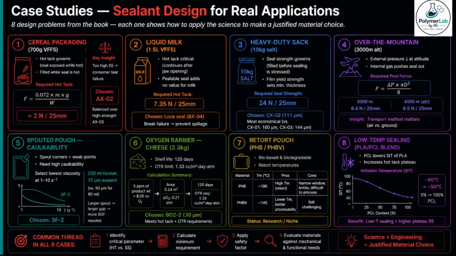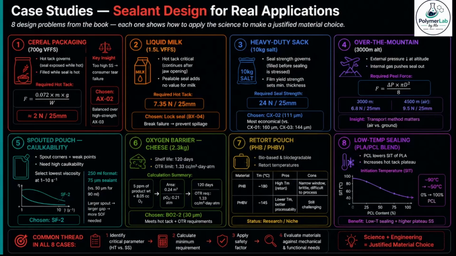Oxygen barrier for grated Parmesan cheese, 2.3 kilograms. 120-day shelf life, 5 parts per million maximum oxygen intake. Working through the calculation, 5 ppm of the product weight in volume is 8.05 cubic centimeters of oxygen.